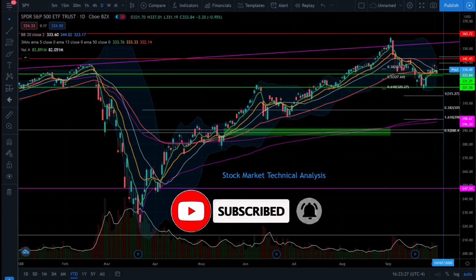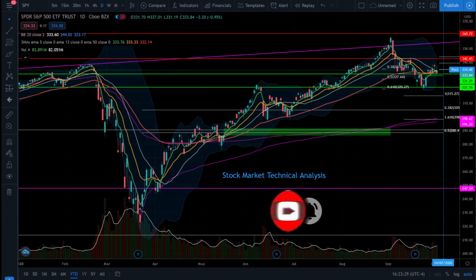First up, we have the ticker symbol SPY, which is our S&P 500 ETF. So let's go ahead and crack open this chart and see what's going on in the stock market today.